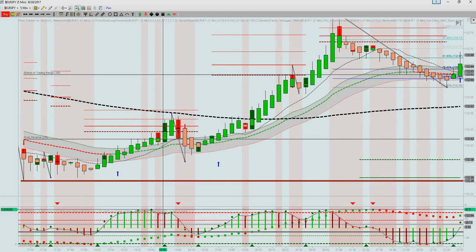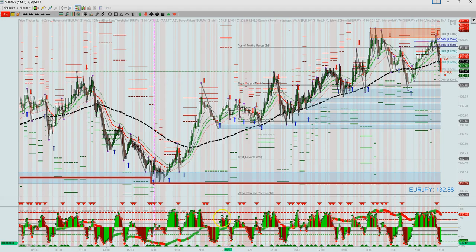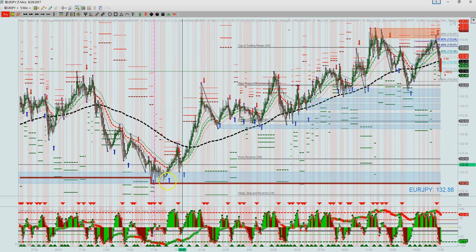Let me pull back and look at another chart. Give me a second here. Let's look at another chart. Perfect. All right, so here's the same chart, the same place that we're at. We're going from the New York session to the Asian session, and this is where we're at down here.